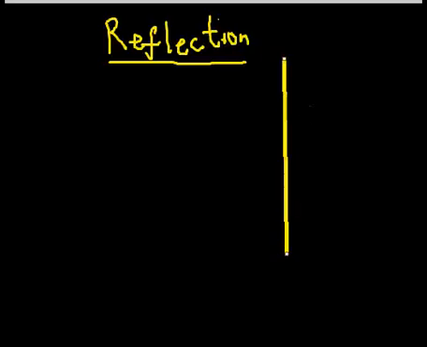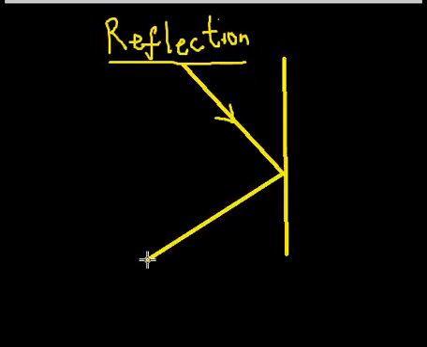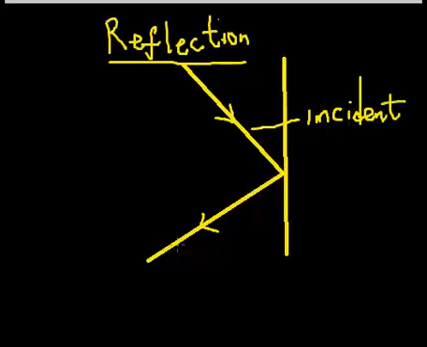So let's say this light, the one that hits the boundary, we call the incident ray. Then it moves back as it meets that boundary, and that is the reflected ray. So this is known as the incident ray, and this is known as the reflected ray.